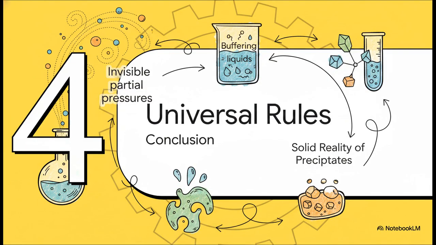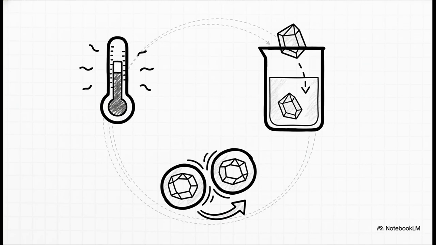Let's wrap this all up with our conclusion, the universal rules of shift. We've traveled from the invisible partial pressures of gases, straight through the buffering actions of liquids, all the way to the solid reality of precipitates. And this brilliantly illustrates what ties it all together: 3 distinct shift triggers. In gases, only temperature changes can shift the actual magnitudes of Kc and Kp. In solids, surpassing that Ksp ceiling instantly forces the system to form physical precipitates. And in mixtures, high shared ion concentrations force the whole equilibrium backward. It is the exact same universal principle of balance, just responding to different triggers across different phases of matter.